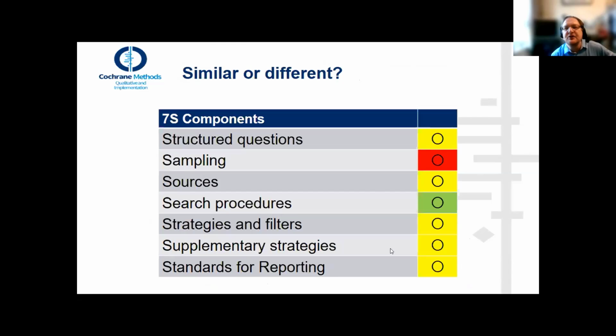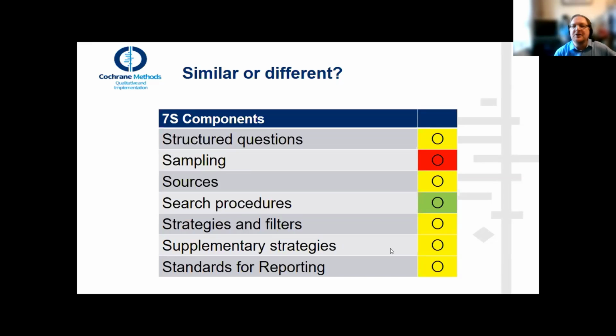So as we've seen, structured questions there in the amber, PICO and SPICE are very similar to the PICO equivalent. When it comes to sources, strategies and filters, supplementary strategies and standards for reporting, there are great similarities, but also slight differences. And search procedures, we haven't, as far as I know, invented any search procedures specific to qualitative. More typically, anything new is designed to apply equally to quantitative and qualitative.